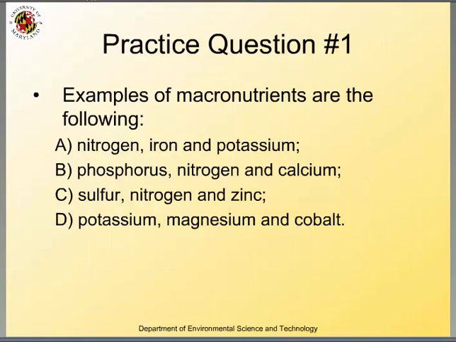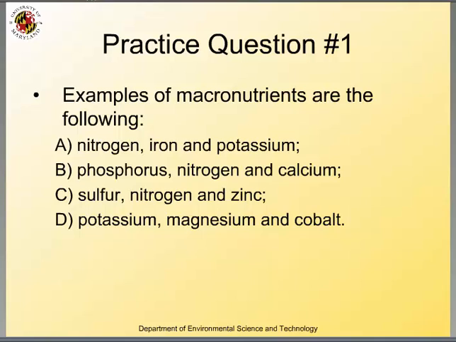Okay, little practice question here. Examples of macronutrients are the following: A, nitrogen, iron, and potassium; B, phosphorus, nitrogen, and calcium; C, sulfur, nitrogen, and zinc; D, potassium, magnesium, and cobalt. Where are you going to throw your money, behind A, B, C, or D?